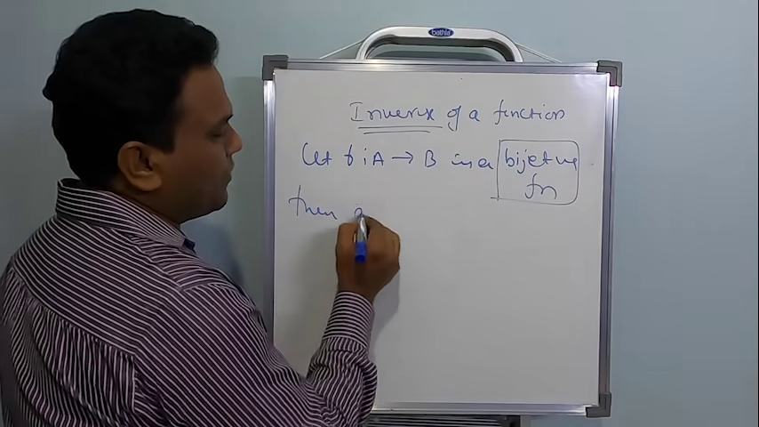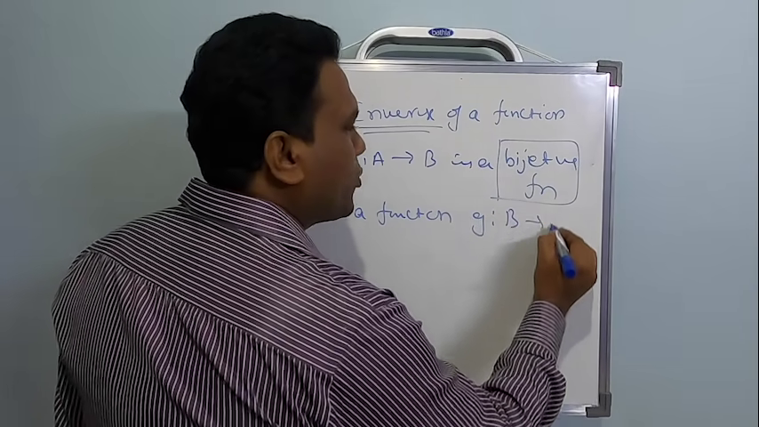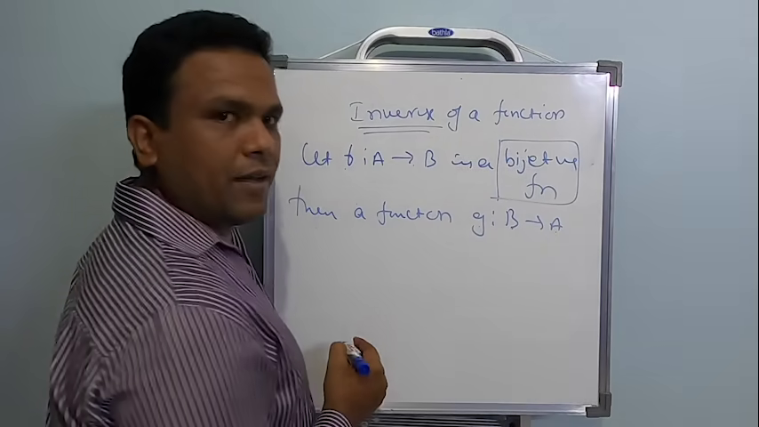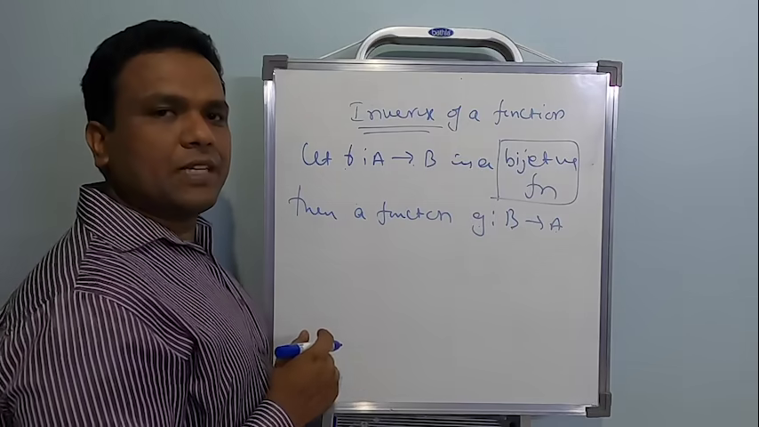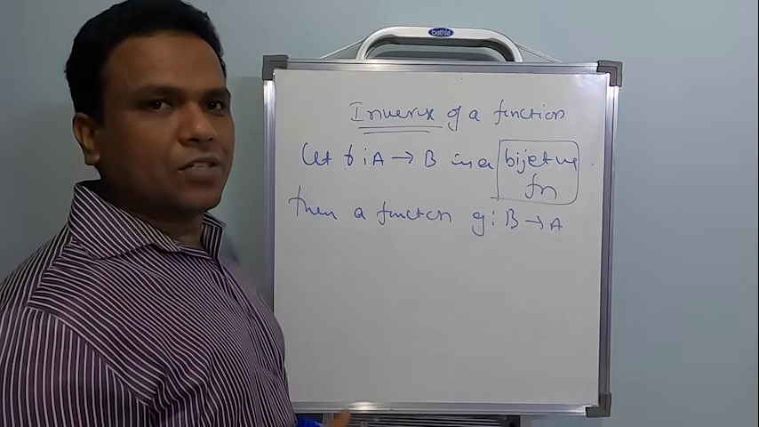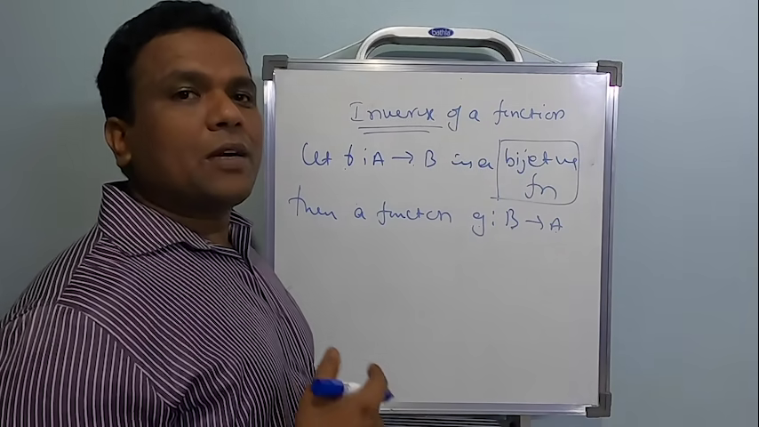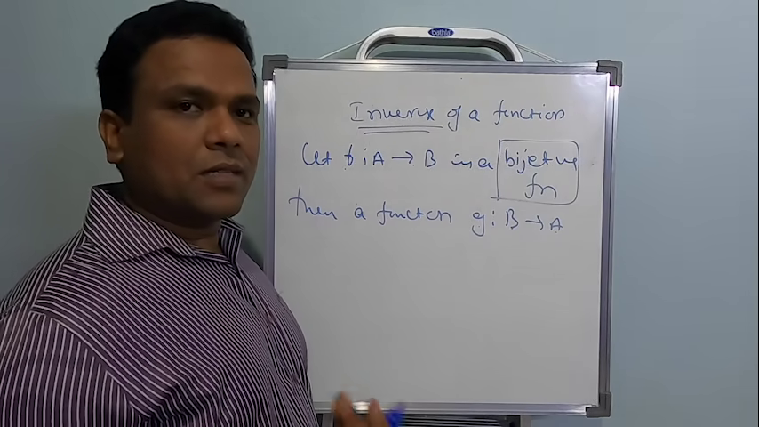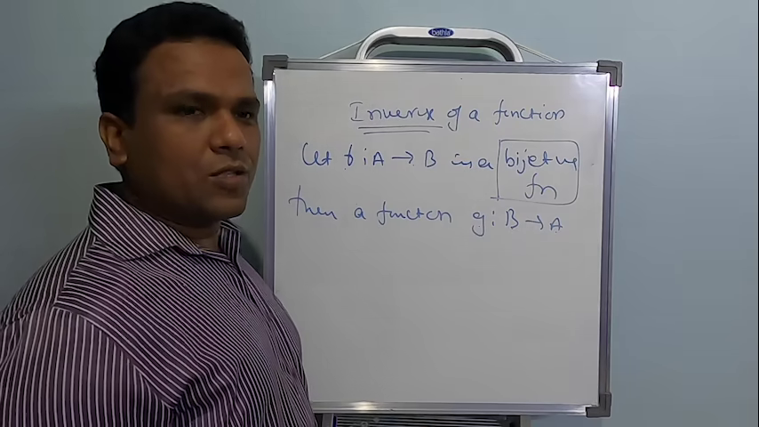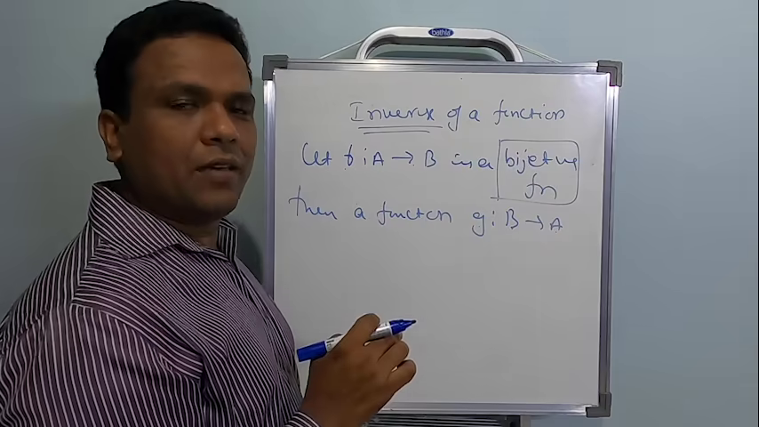Then f is a function from A to B, and there exists a function g from B to A. This function will be called the inverse of the given function. Please remember, this is the definition I am giving you, but once we start working the problems, the conditions will be a bit different. So what is actually the inverse of a function? That's all. The inverse of a function is simply obtained by changing the domain and the codomain of the given function.